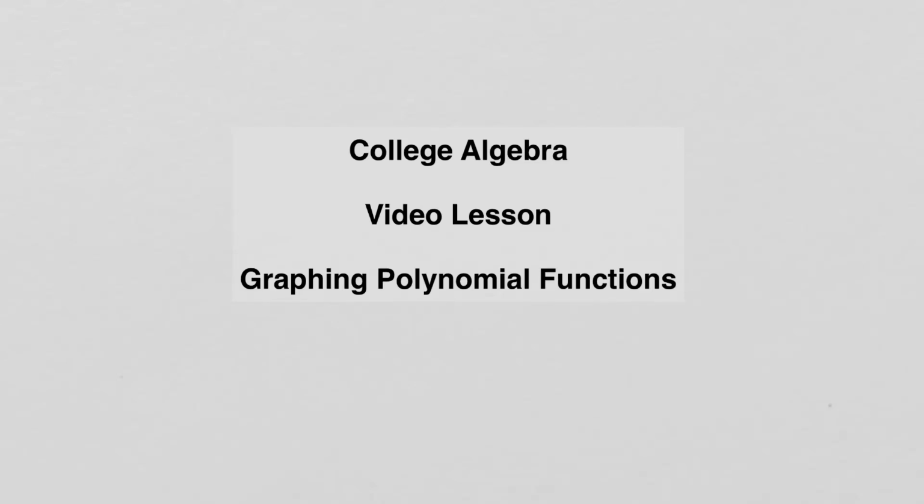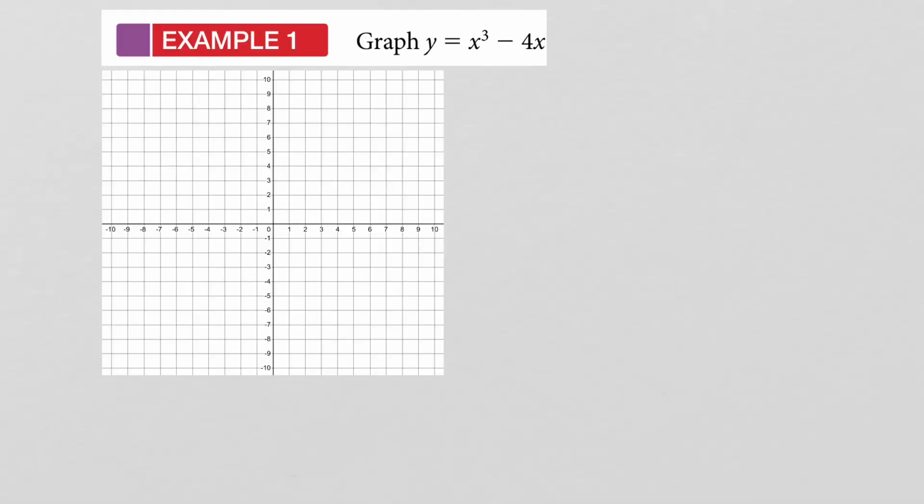Graphing polynomial functions. Let's consider the following polynomial, y equals x cubed minus 4x. Graphing polynomials requires us to find a few key features of the graph. One thing we want to be sure to find is all x-intercepts of the graph, and also all y-intercepts of the graph.